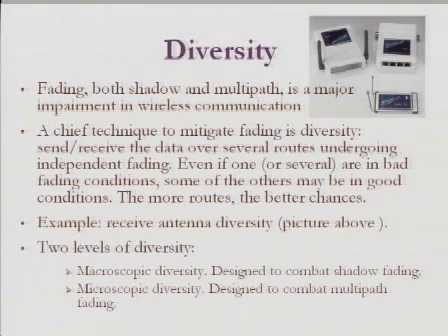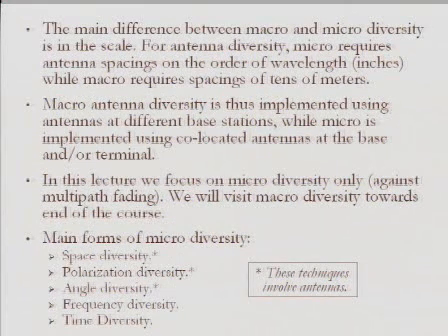So there are 2 levels of diversity. One is macroscopic diversity, which is designed to fight shadow fading, which is slow fading, remember, that occurs over large-scale distances. And the other one is microscopic diversity, which is designed to combat multipath fading over very small distances. Okay, that's the main idea. And the key difference is really in the scale. The techniques are very similar except for the scale.